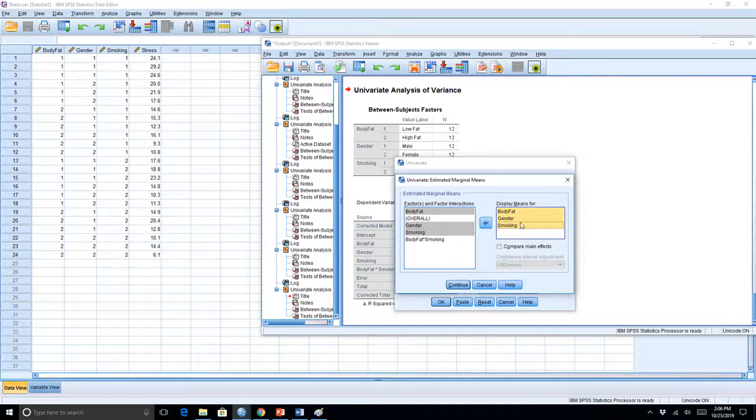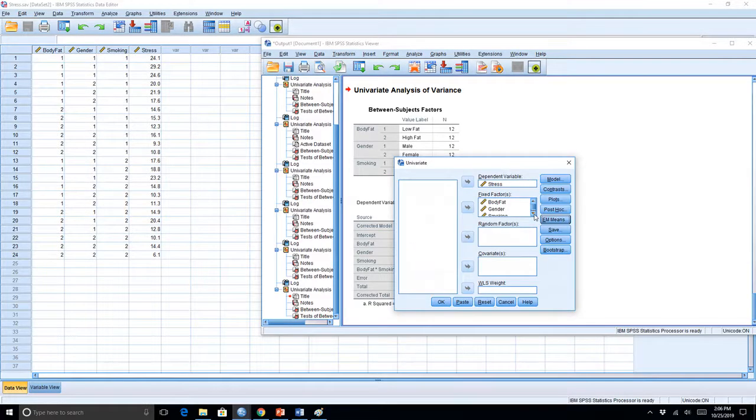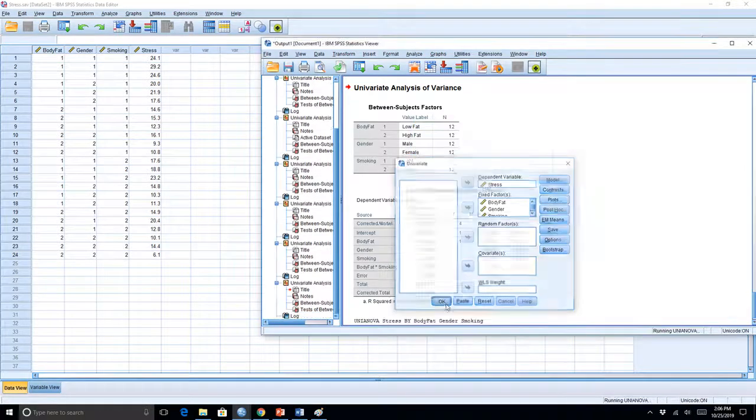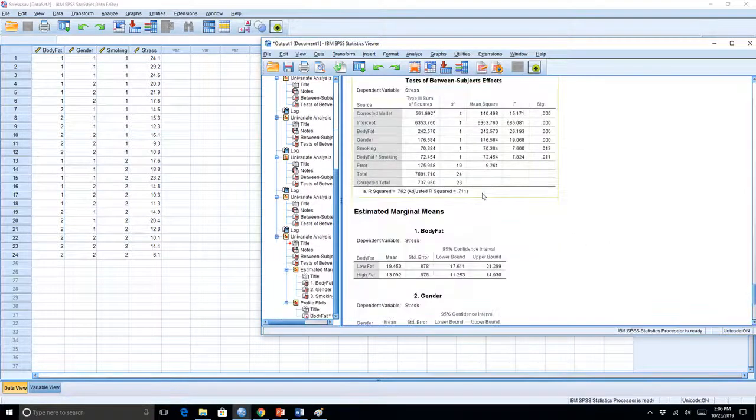Okay. We don't have to compare them because there's only two, but go ahead and get the marginal means. They're going to be the same as the descriptives if you'd rather do that. I just think it prints it out prettier when you do estimated marginal means. We want to do a plot, so it's body fat by smoking. Add, it doesn't matter which one because we have 2 by 2. Then it runs our output.